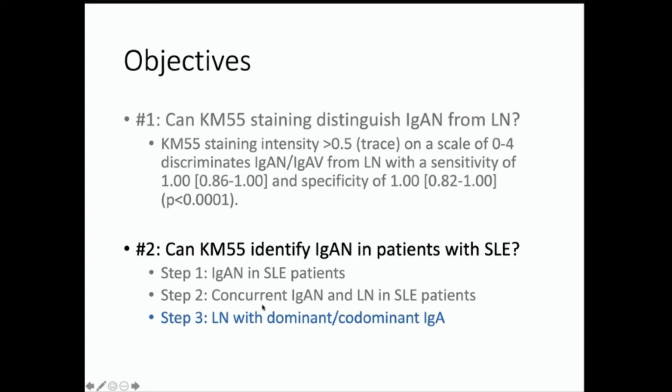So with these two steps, I think it builds a good foundation to investigate the next question. Do the cases that we have been calling only lupus nephritis actually include some cases with both IgA nephropathy and lupus nephritis? Is that possible? So then, in the third step, I only studied the cases that we called lupus nephritis, but that have either dominant or co-dominant IgA and IgG.